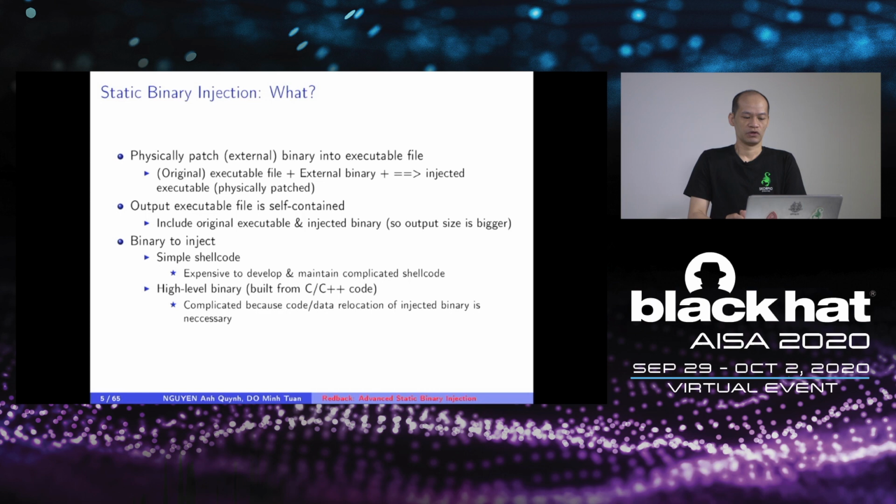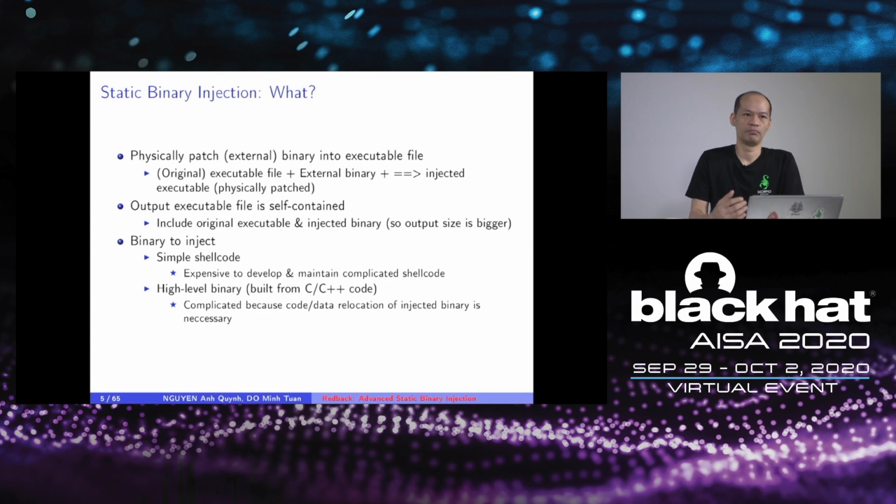The second type of binary to inject is totally different. We call that high-level binary. We have some source code written in a high-level language like C or C++, and we build them, and as the output we have a high-level binary. Static binary injection can inject this type of high-level binary into the executable file. On one hand, it's easy to build and maintain this type of binary because it has source code. But on the other hand, this type of binary is very complicated, so it's much harder to build an injection tool for that.